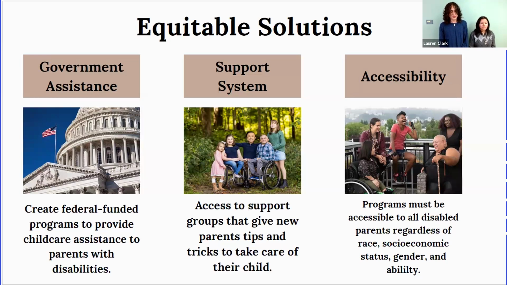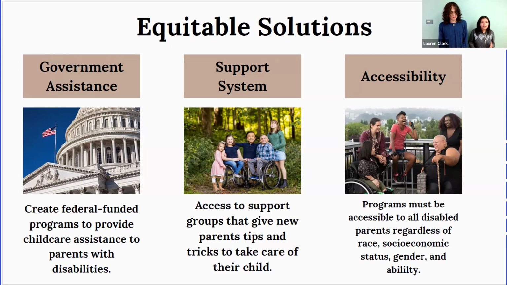And we also thought that it was really important that these assistance programs are accessible to all people within the disability community, regardless of race, socioeconomic status, gender, or ability. I think it's really important that parents with disabilities aren't just shunned or labeled as incapable, but instead helped and provided this assistance to become even better parents and improve their abilities to take care of their child.